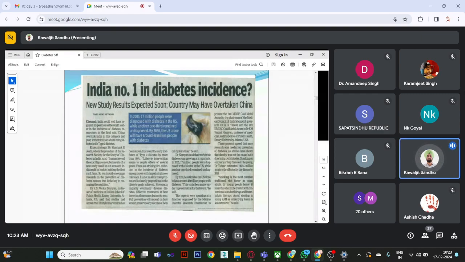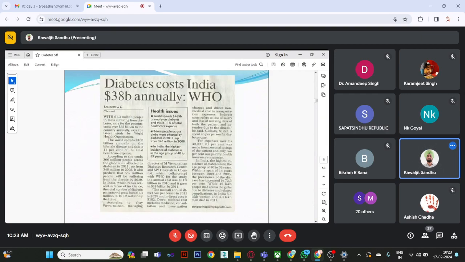A very prevalent disorder in India, and our population has now overtaken China. The diabetic population is the highest in the world in India. As our diabetic population is very high, our country is also spending a huge amount of money to maintain and cure the patients suffering from this disorder. This is one report from WHO.